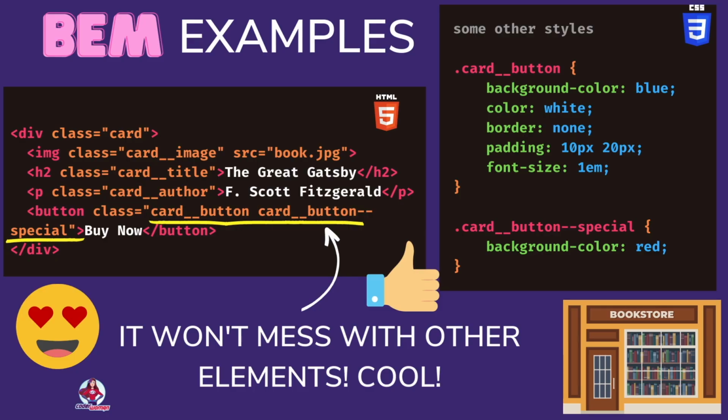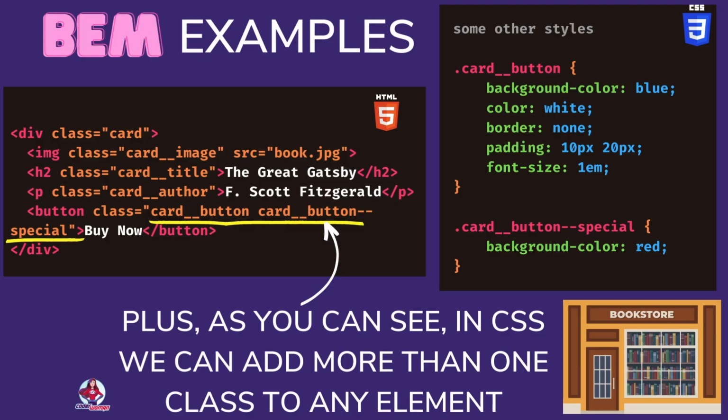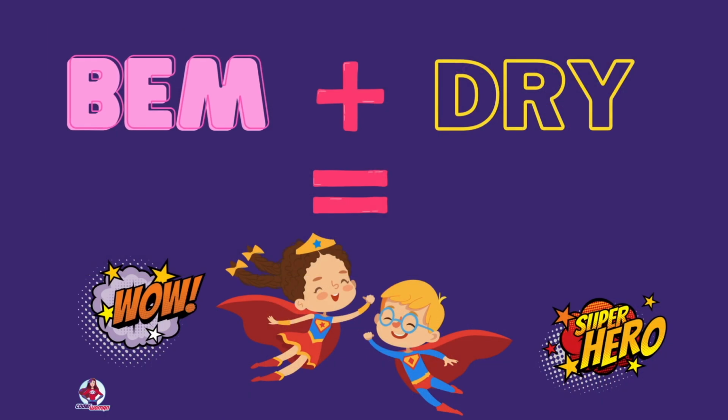It's not connected to our button within the card, which could accidentally affect other elements. Now we have a button specifically for our card block and a special version of our card button. The styles for card button special will only affect our card's button and won't mess with other elements. Plus, we are still using our original button styles for the card. This is the DRY principle at work. It makes our code easier to manage and understand. So that's BEM in a nutshell. Combining BEM with coding principles like DRY can make us more effective and productive developers.